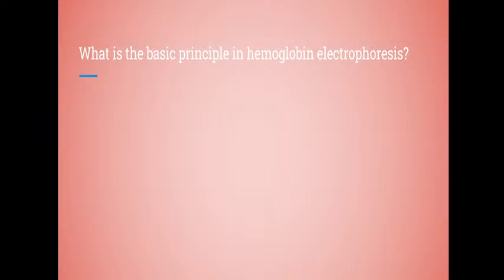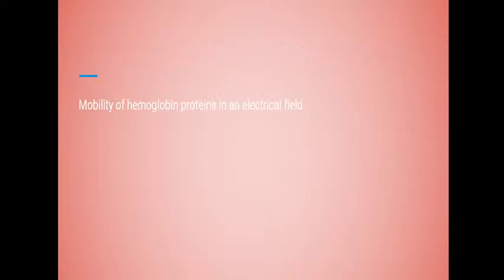Now, principle of hemoglobin electrophoresis, it's very simple. It is the mobility of hemoglobin proteins when they are activated on an electrical field. They move from either the anode to the cathode, depending on what type of hemoglobin electrophoresis we did. There's two types, acid electrophoresis and alkaline electrophoresis. The most common one that we use is alkaline electrophoresis. We're going to discuss them both together today, because this is usually what you're going to encounter in the exams.